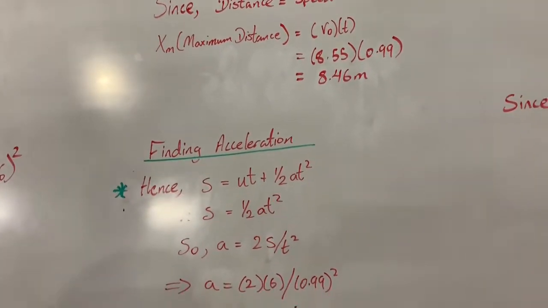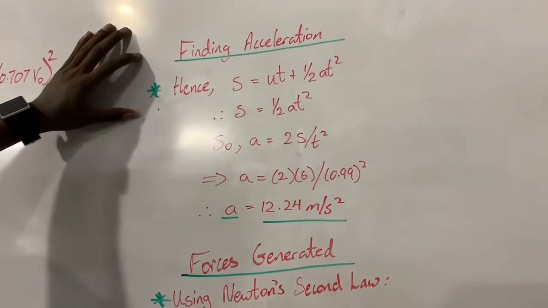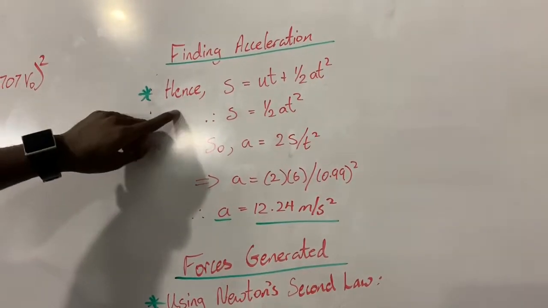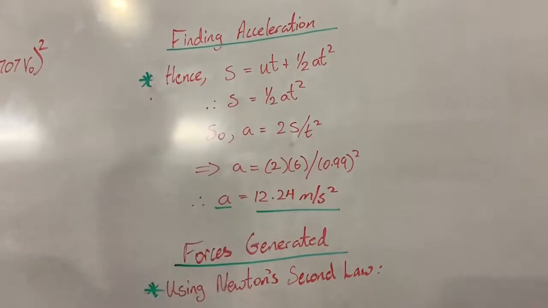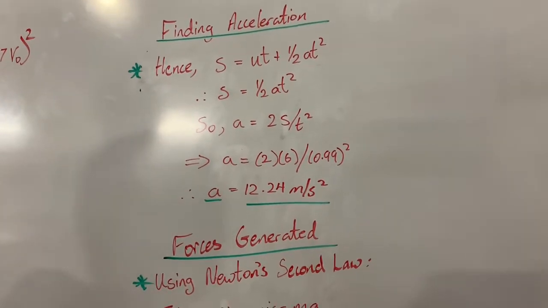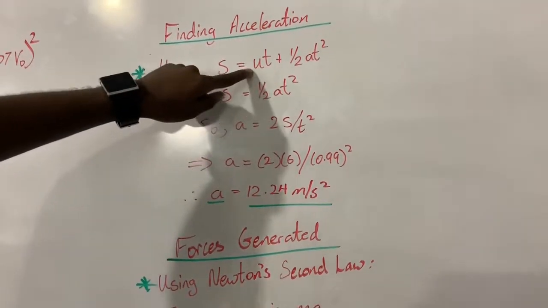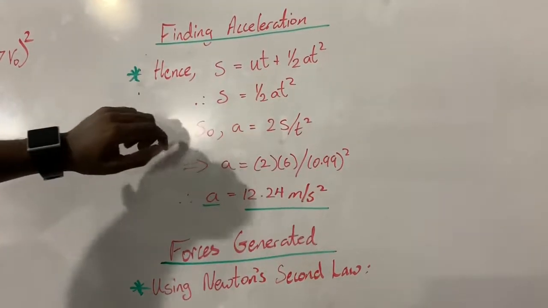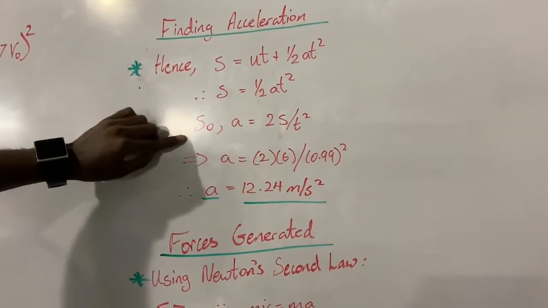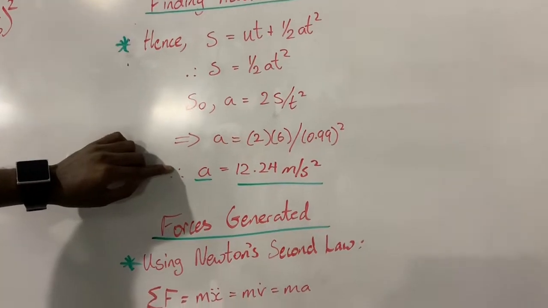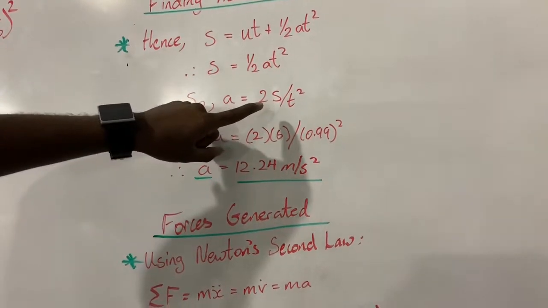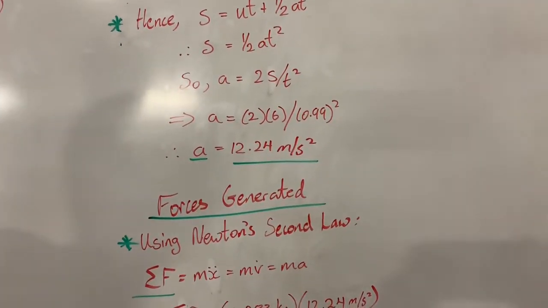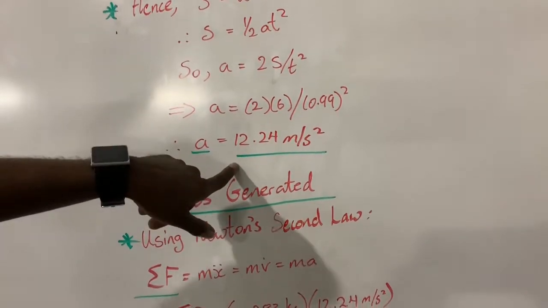So now we have to find the acceleration, which we use our equation of motion, s equals ut plus half at squared. The initial velocity, which was u, was 0, so that cancels off, and we rearranged the formula to find that a was equal to 2s upon t squared, which we then found was equal to 12.24 meters per second squared.